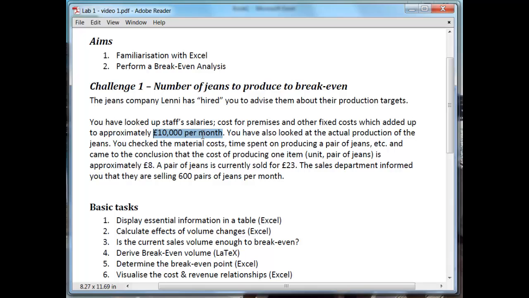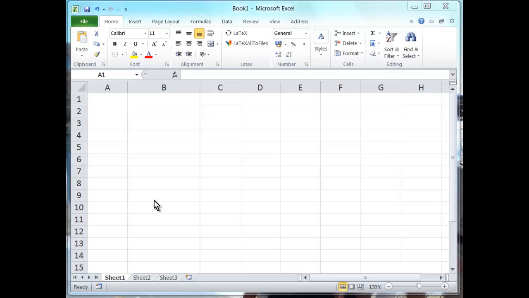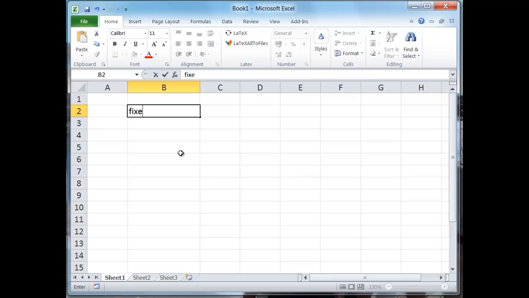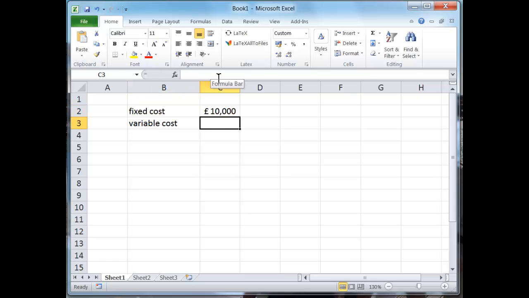So our fixed cost is £10,000 per month. So let's open Excel and put the fixed costs in there. So fixed costs are £10,000. Excellent. What else do we have? We know that the variable cost, sorry, it's actually singular. Fixed cost is 10,000 and variable cost is £8 per jean.